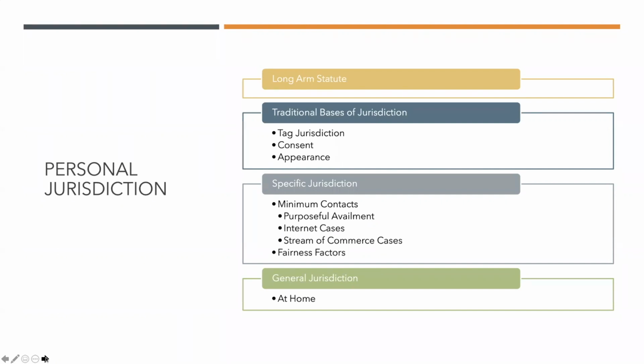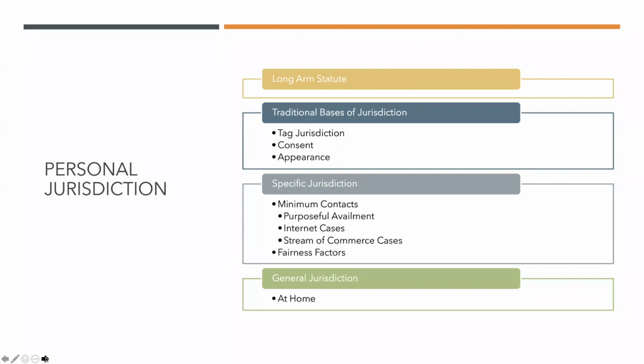Then there are the potential issues, right? What are the potential issues that could come up under this broad topic of personal jurisdiction? That's what you want to pull out, those potential subtopics, which then become potential issues that you might see in a fact pattern. One potential problem is whether traditional bases of jurisdiction exist, whether that's tag jurisdiction, being served while you're present within the forum state, consenting to jurisdiction, or appearing in court and thereby indirectly consenting to jurisdiction.